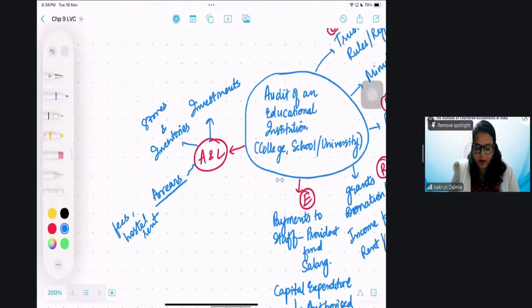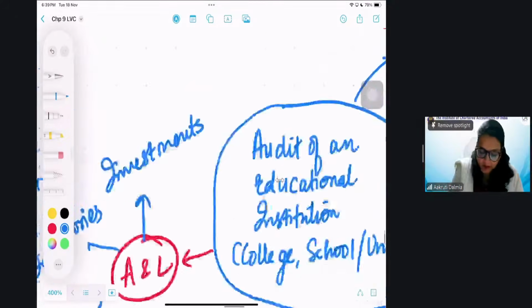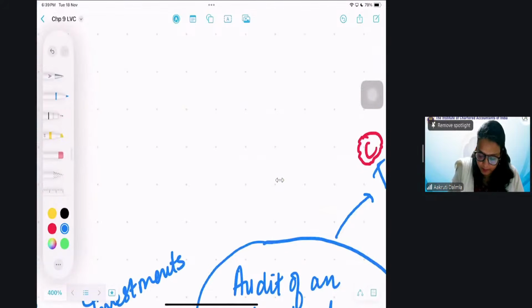So for any kind of arrears, we have to be cautious that if it has become very old, we have to ask them why it is still outstanding. While categorizing revenue and capital, we have to fulfill AS 9, absolutely. Revenue recognition. Okay. So we are done. And the last thing that we need to check.